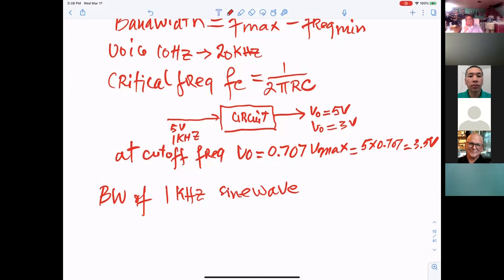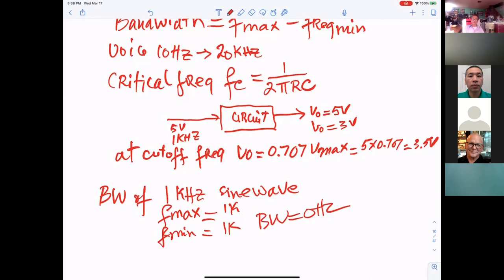But I believe too many people cannot get it. For 1 kilohertz sideways, what is the F maximum? One kilohertz. What is the F minimum? 1 kilohertz. Perfect. So the bandwidth will be equal to zero. Then when you go into filters, you can ask how to calculate the bandwidth for a low pass filter, high pass filter, or bandpass filter. You have to know the maximum frequency and the minimum frequency.